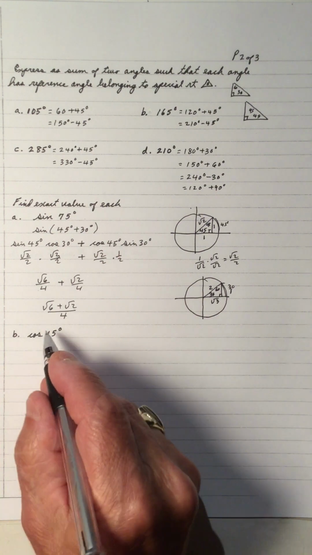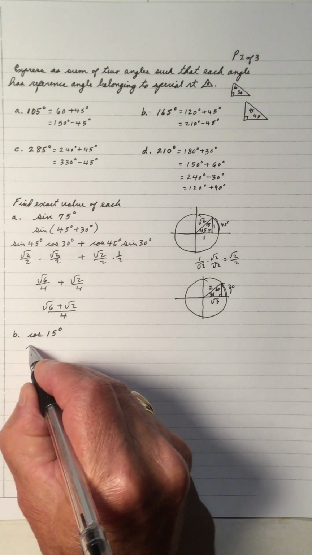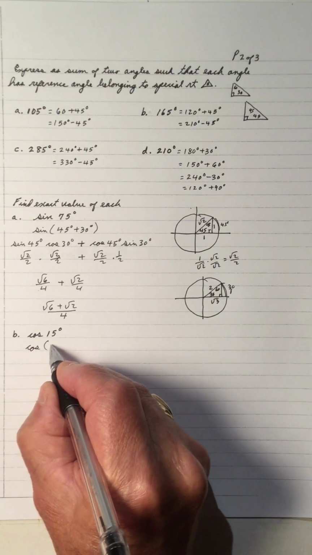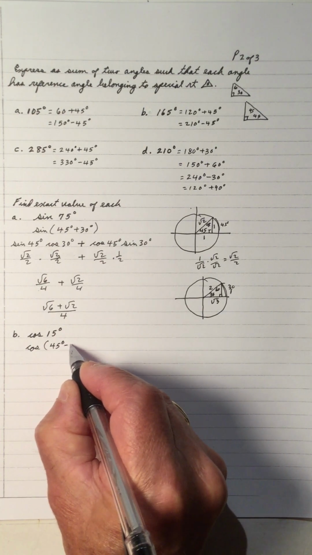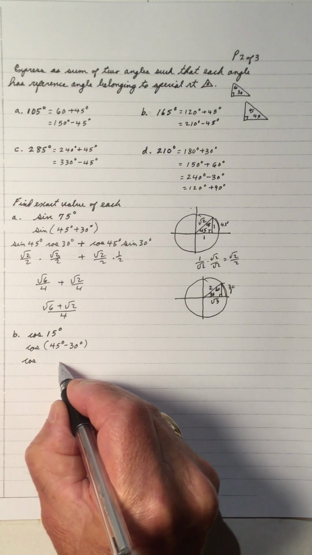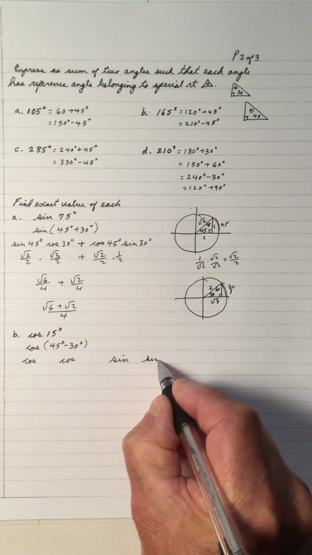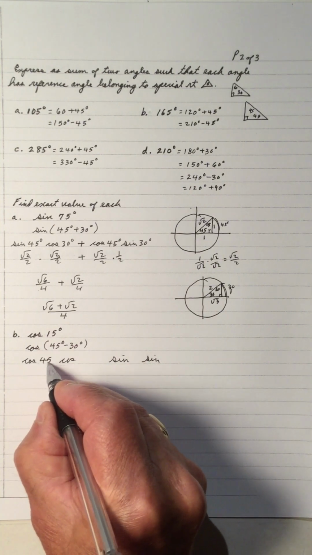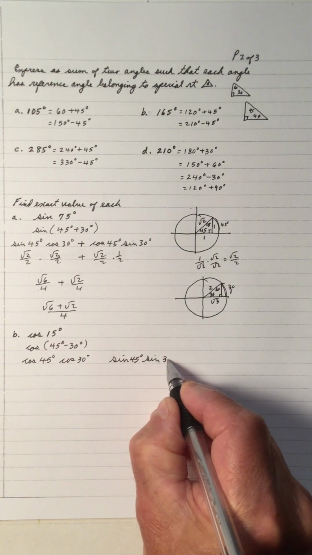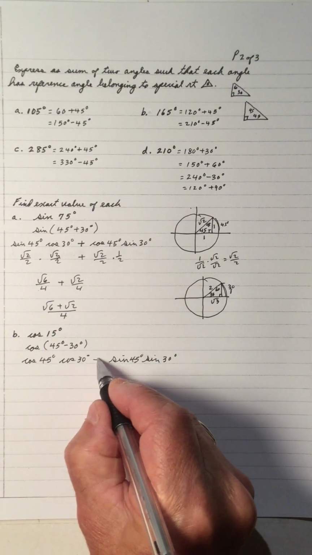Okay, what about the exact value for the cos of 15? So the cos of 15 is the cos of, and we can do a 60 minus 45, or we can do a 45 minus 30. So that's cos cos, sine sine. So that's the cos of 45, 30, sine of 45, 30, and the minus becomes a plus.